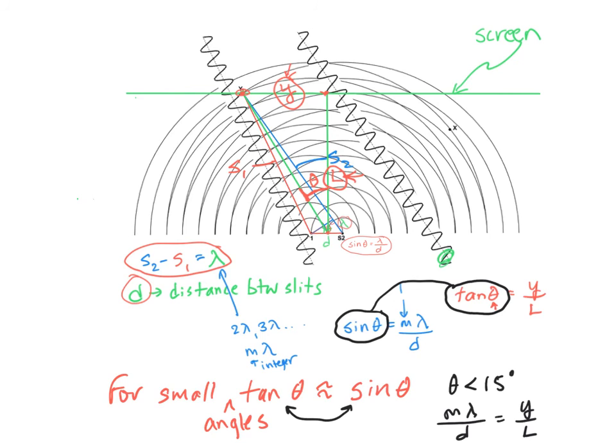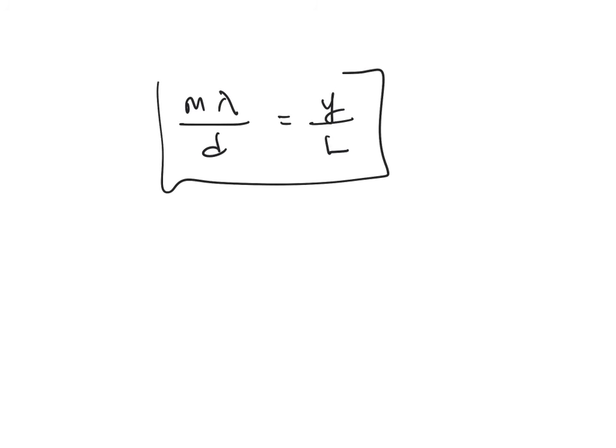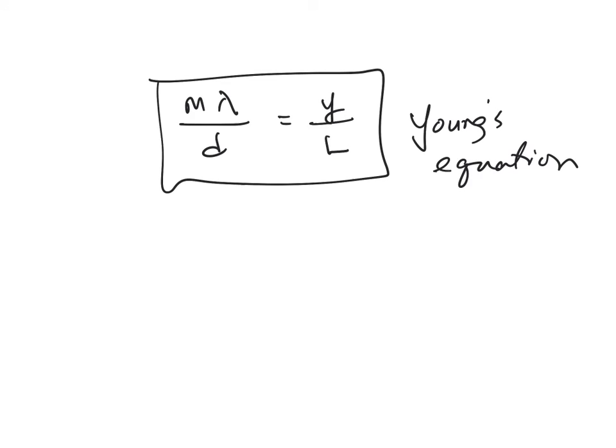Take that on to the next slide. That's m lambda over d is equal to y over L. That's Young's equation for the double slit experiment. So all these variables, again, just to highlight what's what here, that's the distance between the slits.